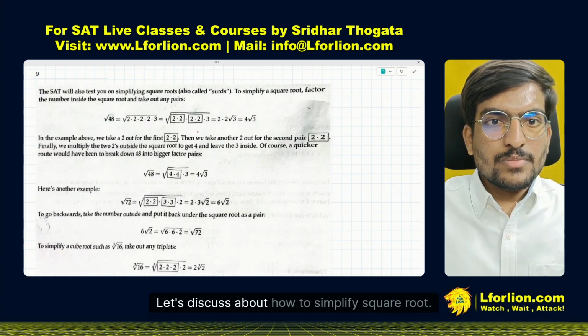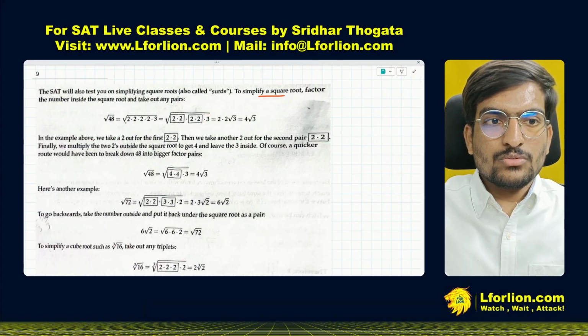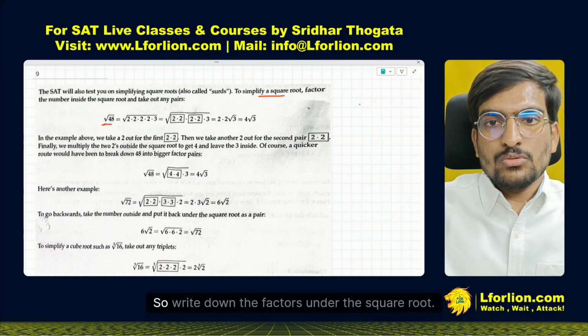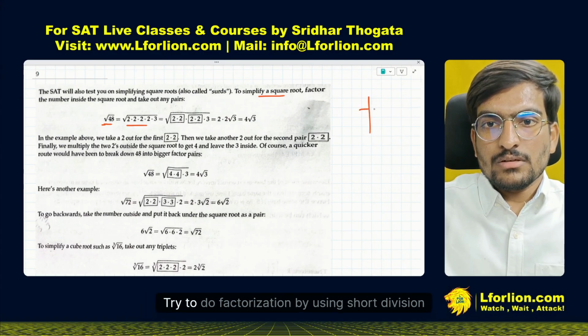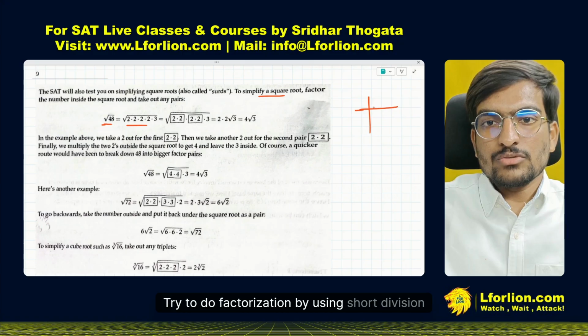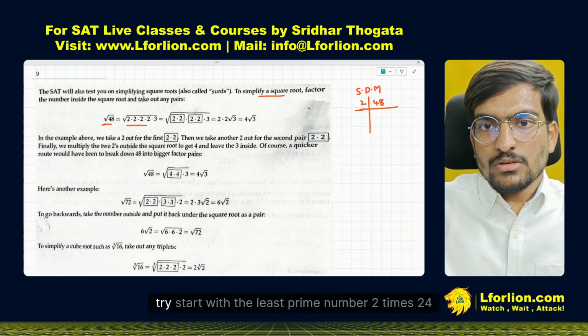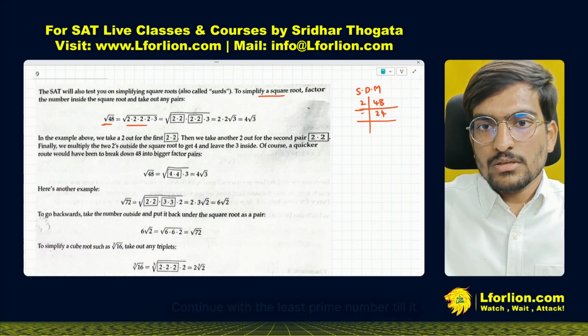Let's discuss how to simplify square roots. You can see the square root of 48. Write down the factors under the square root. How to get the factors? Try factorization using the short division method. If it is 48, start with the least prime number. 2 times 24 is 48. Continue with the least prime number till it breaks.